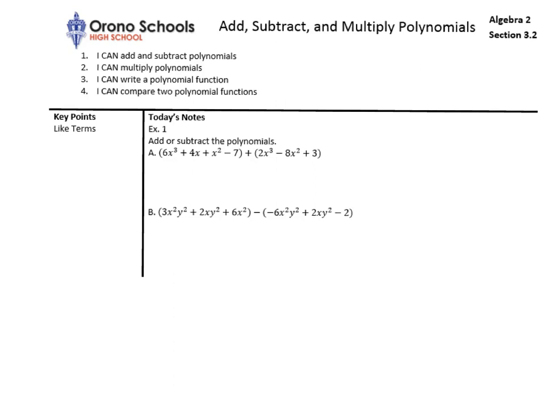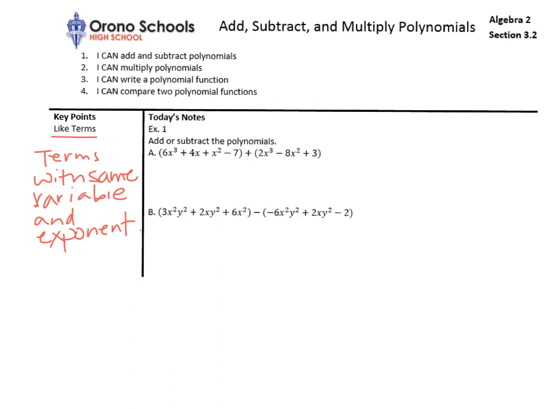Anytime you combine like terms, what you're looking for are terms with the same variable and exponent. For example, you could combine an x squared with an x squared, but you cannot combine an x squared with an x to the third.